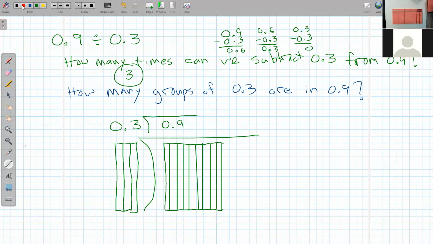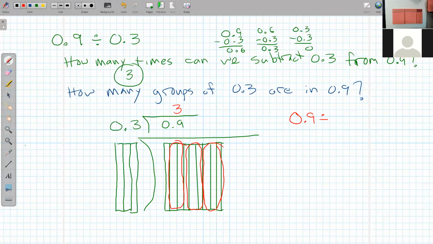Excuse my messiness today. And so then over here, I can say, well, here's 1. Oops. Here's 1. Oh, come on. I'm having button pushing trouble today. There we go. There's 1 group right there. There's another group right here. And then here's another one right there. So I can find 3 groups of 3/10 in 9/10.